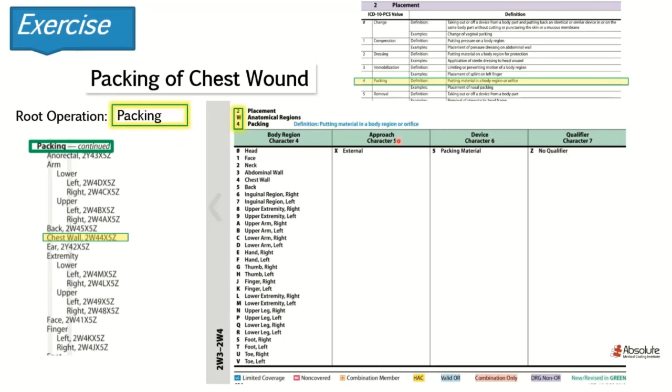So let's go ahead and finish out our code. The alphabetic index says that the 4th character shall be for chest wall. I agree. And if you don't really trust it, since you're learning, let's look down and see if there's any better code. And you know what, coders? Chest wall is it. And the next character will be approach. The sixth character is packing material. And a device is that thing that's left in or on the body after the procedure. That packing remained in that chest wound. And our seventh character is Z, no qualifier. And our code 2W44X5Z.